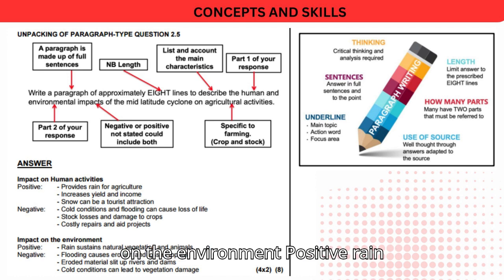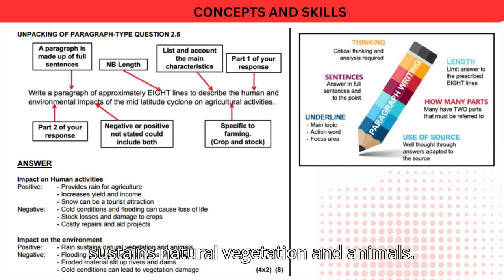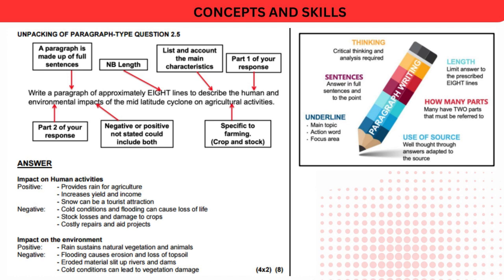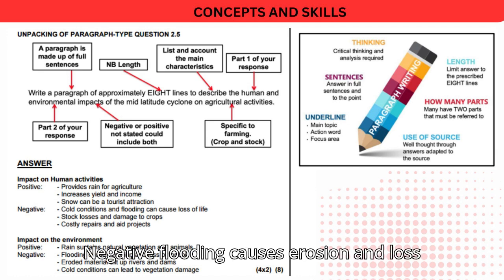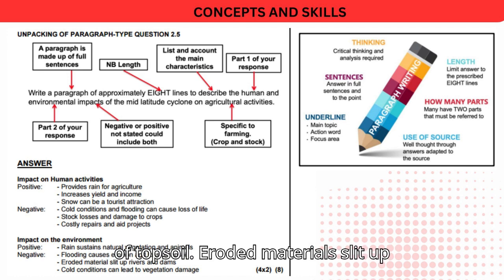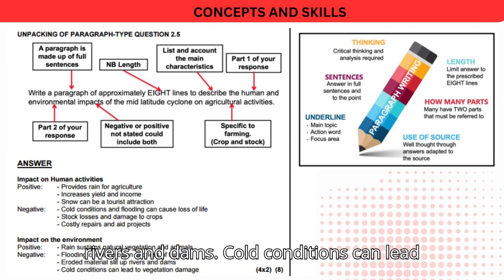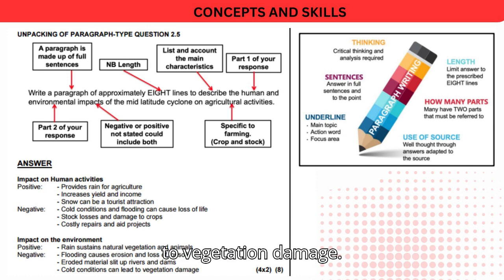Impact on the environment. Positive: rain sustains natural vegetation and animals. Negative: flooding causes erosion and loss of topsoil. Eroded materials silt up rivers and dams. Cold conditions can lead to vegetation damage.